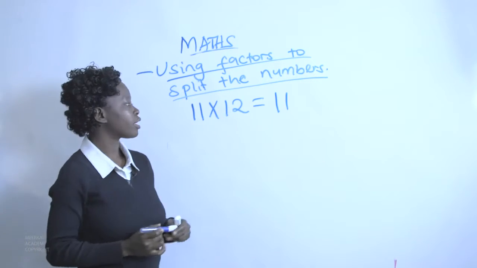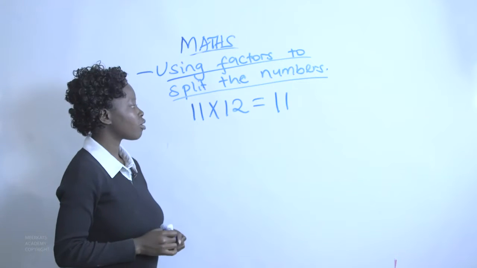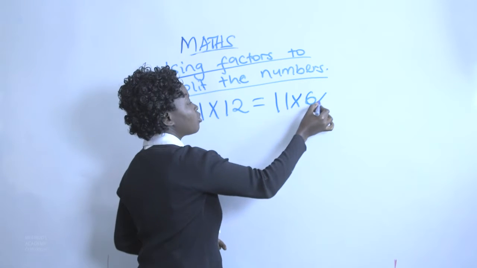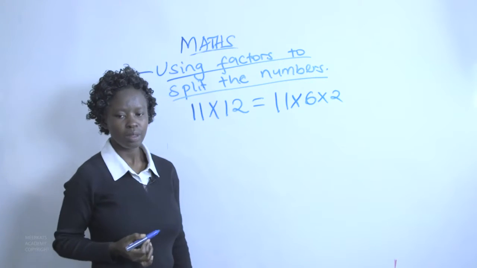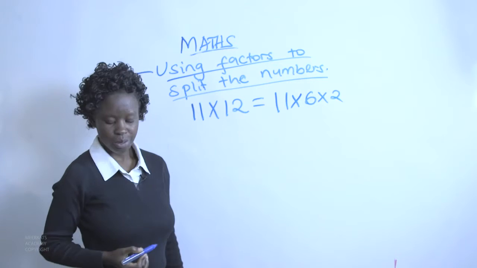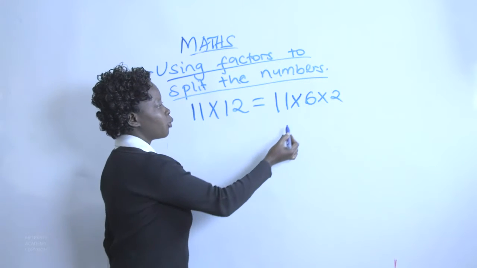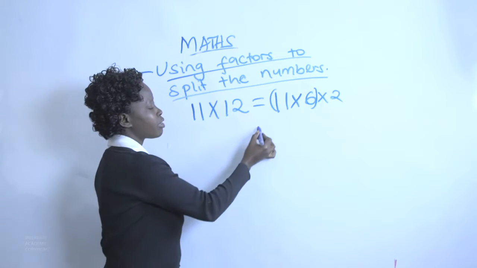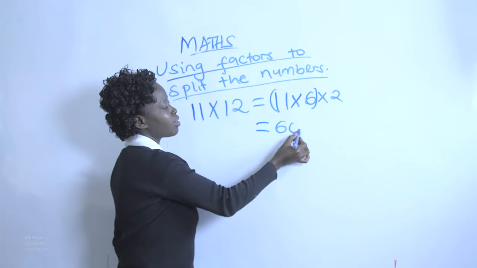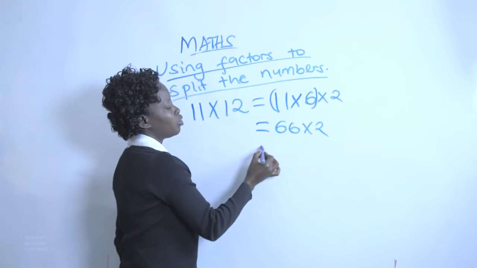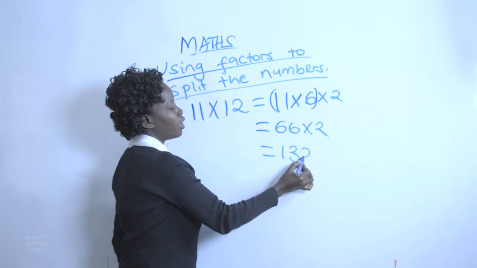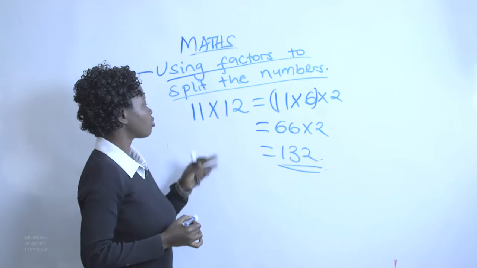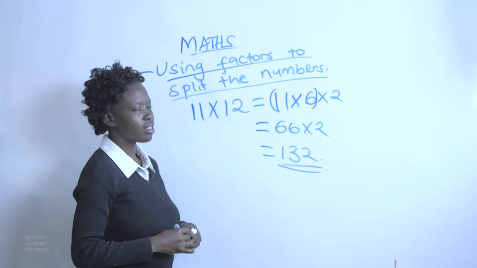So we can use the factors of 12. Factors of 12, we are having 6 times 2. Then, using the associative law, we can decide to multiply. So 11 times 6 is simply 66. Then 66 multiplied by 2 gives us 132.